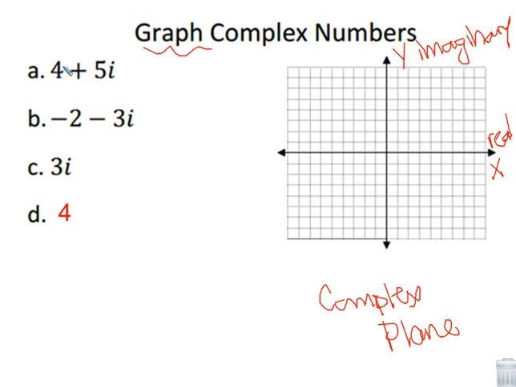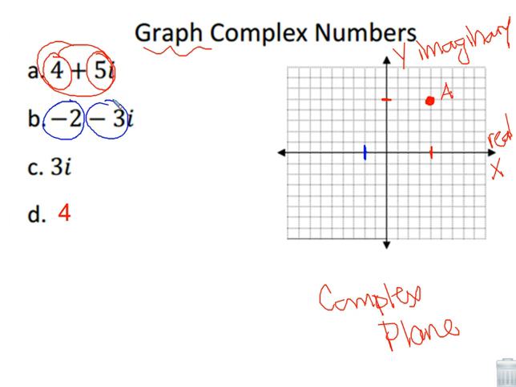If we take a look at letter A, our real part is 4. So I can go 4 on the real axis somewhere right there. And my imaginary part is a positive 5, so I could go up 5: 1, 2, 3, 4, 5 on the imaginary axis. So if I go right 4, up 5, right here is where this complex number would show up on the complex plane. So we can label that A. If we take a look at B, my real part is negative 2, so I have to go negative 2 on the real part.